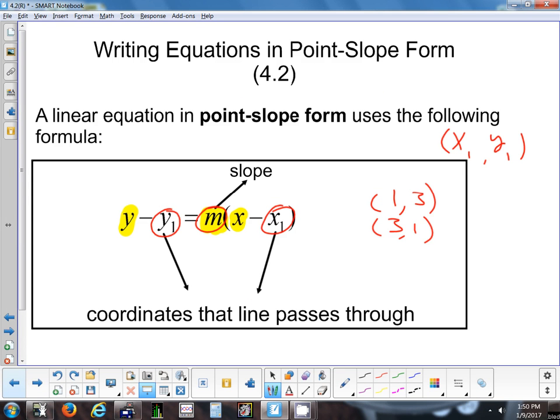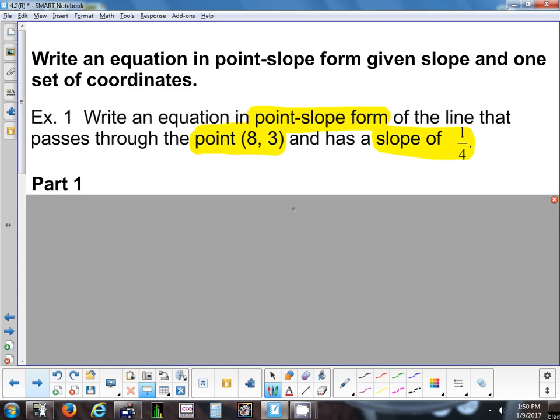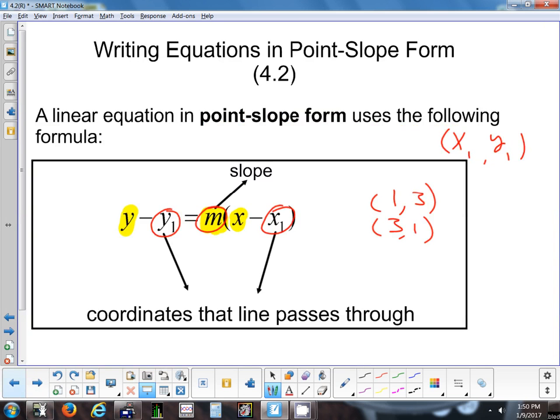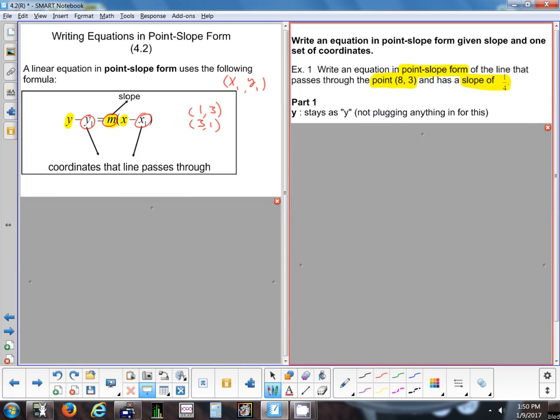There's three things we have to fill in for: y1, m, and x1. On your sheet, we're going to go through each of these letters and what you plug in or what you don't plug in. Do you leave it or do you plug something in? The y. The y stays the same. In this formula, you are not changing the y. Just leave the y alone.